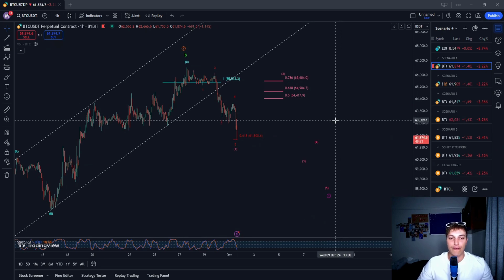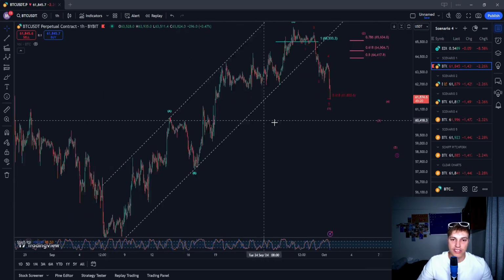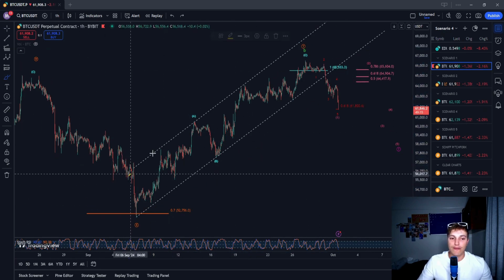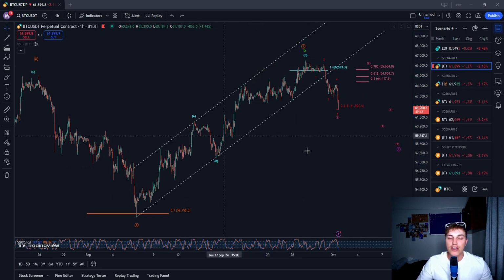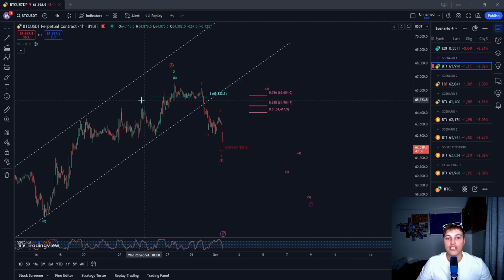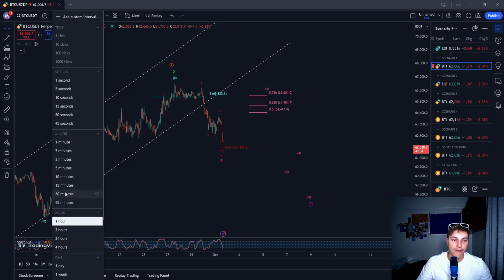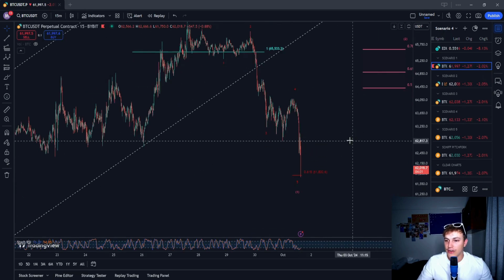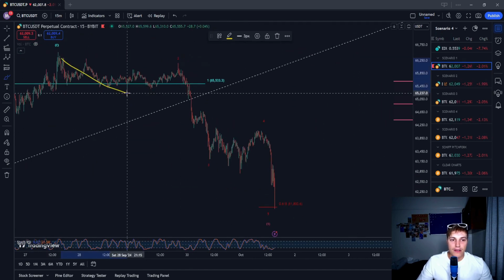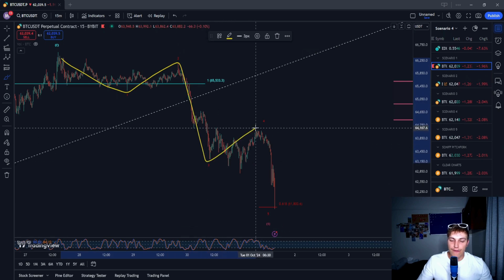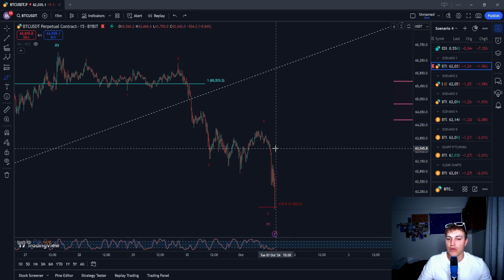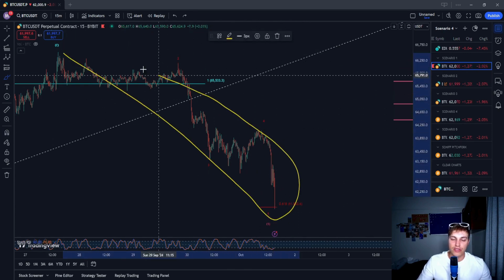We've currently just finished it on our main scenario. We broke down from this ABC channel. You can see here that this was quite a respected channel, but now have officially broken down from that channel. So we're currently now in the first impulsive structure to the downside, the first 5-wave move. You can see here on the 15-minute time frame that we are currently tracking this. We have a wave 1, 2, 3, 4, and now the wave 5, finishing this move to the downside, making this move impulsive, this being an impulsive structure.